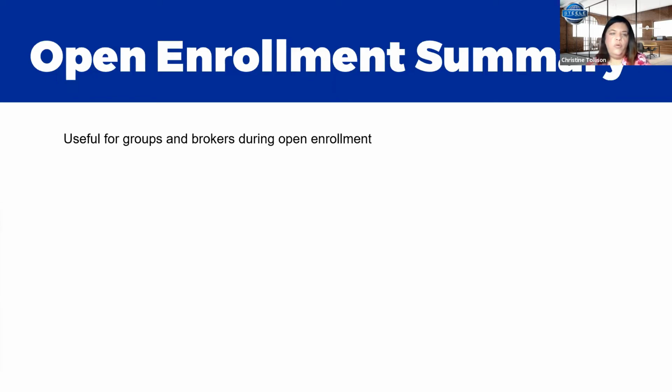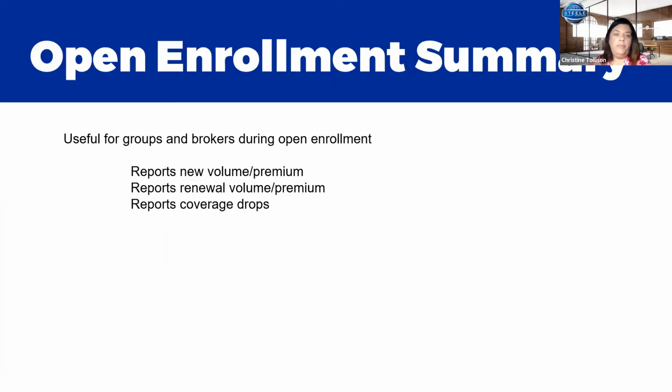And the last report I'm going to talk about is the Open Enrollment Summary Report. And this is useful for both groups and our broker partners, mainly during open enrollment. But what you would want to run this report for is it's going to report new volume and premium. It reports renewal volume and premium, coverage drops.